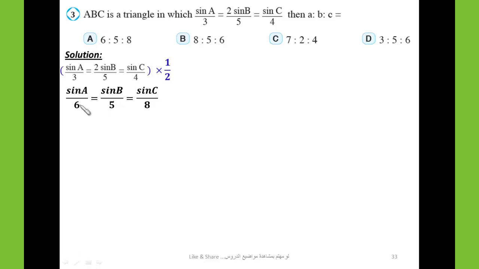And this is in the form of the sine rule. So A to B to C equals 6 to 5 to 8. The answer will be A, 6 to 5 to 8.